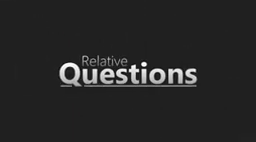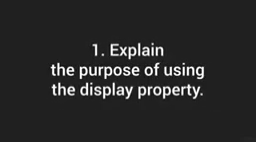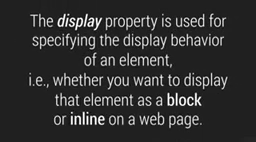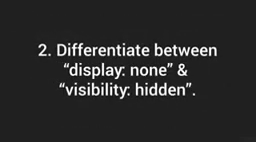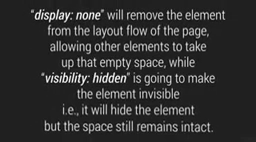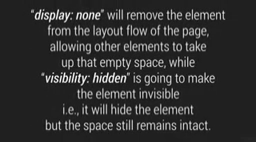Let's talk about relative questions. So the first question is, explain the purpose of using the display property. Well, it is used for specifying the display behavior of an element, that is, whether you want to display that element as a block or inline on a web page. Second question, differentiate between display none and visibility hidden. So display none will remove the element from the layout flow of the page, allowing other elements to take up that empty space, while the visibility hidden is going to make the element invisible, that is, it will hide the element but the space still remains intact.